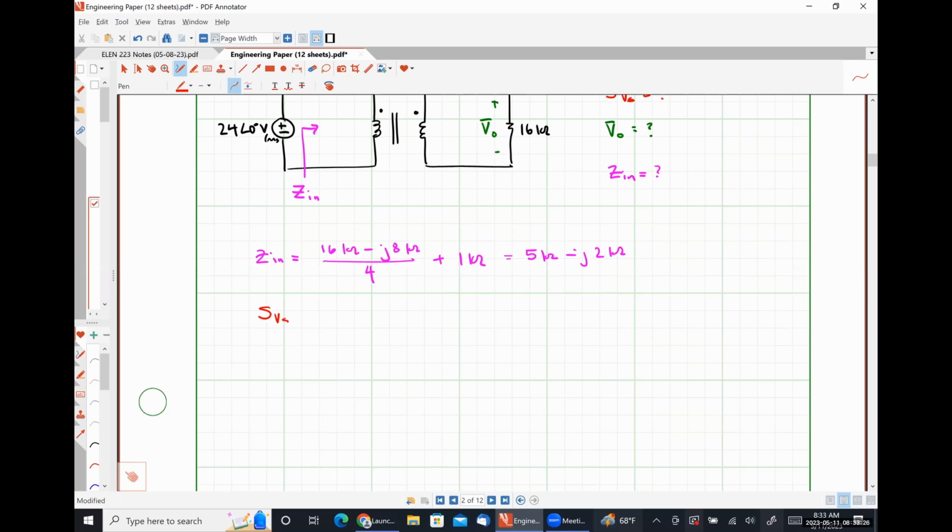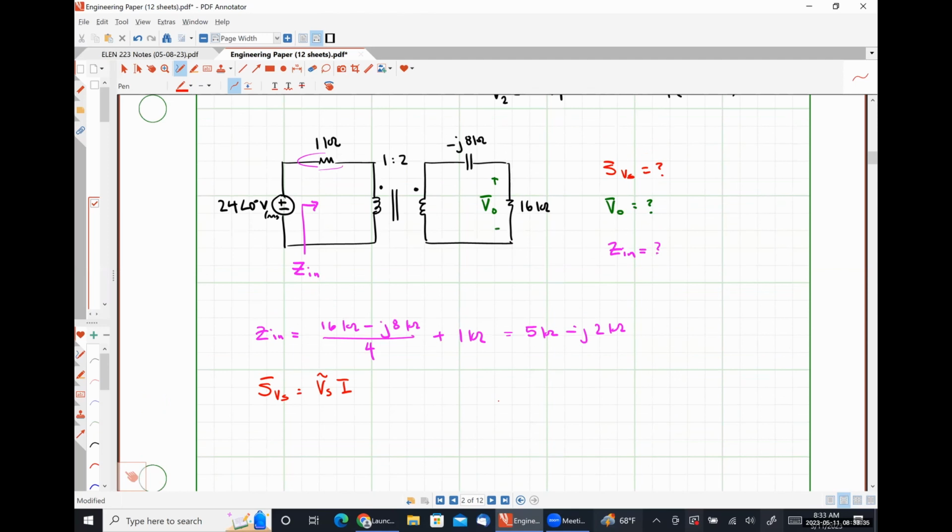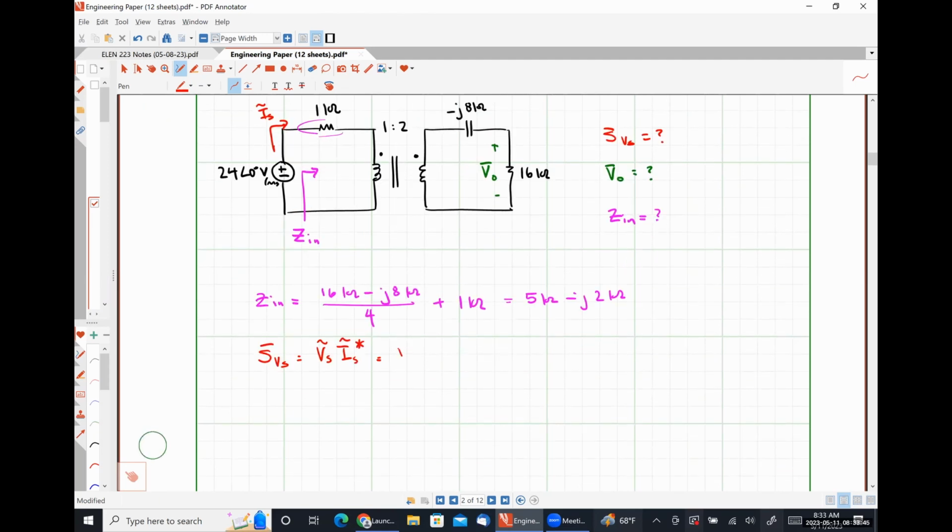So S of VS is going to be VS times IS conjugate, which would be VS times VS over Zin conjugate, or the magnitude of my source voltage squared divided by the conjugate of my input impedance. So that would be 24 volts RMS squared divided by 5 kiloohms plus J2 kiloohms. Remember, when I take the complex conjugate, I change the sign on the imaginary part.